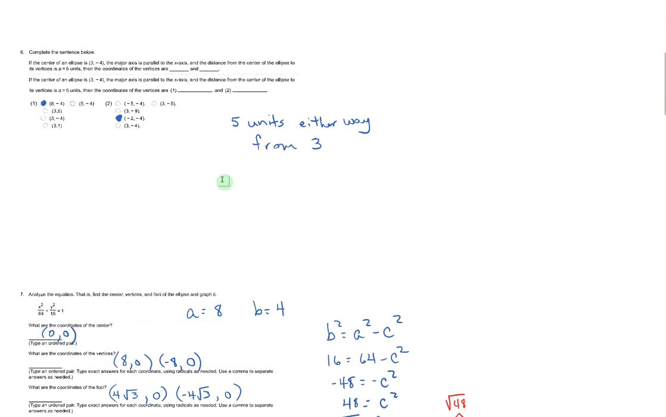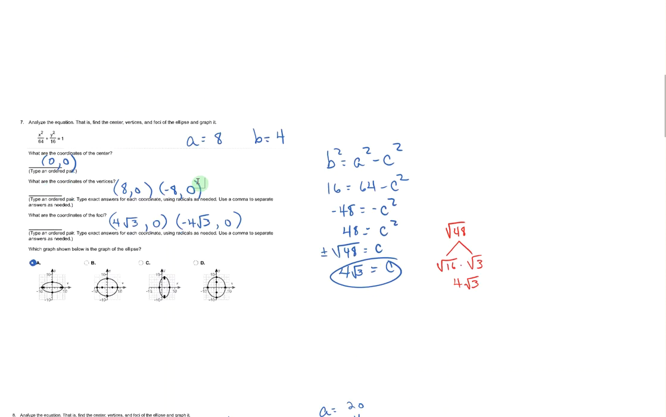If the center of an ellipse is 3, -4, the major axis is parallel to the x-axis, and the distance from the center to the vertices is 5 units, then the coordinates of the vertices are. So that means it's 5 units either way from 3. So that would be 8, and it would be -2. And then your -4 would still be in both of those. So 5 units either way, 5 plus 3, 3 minus 5. So that's how that would be.